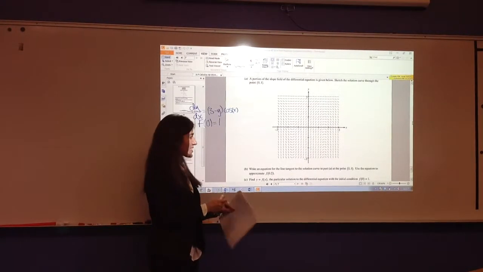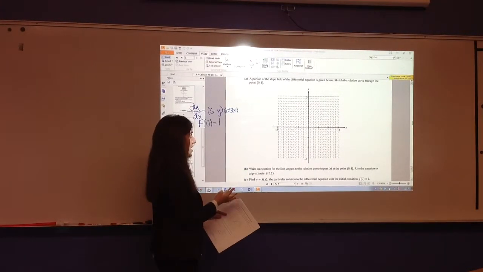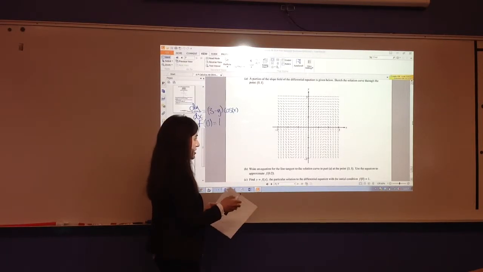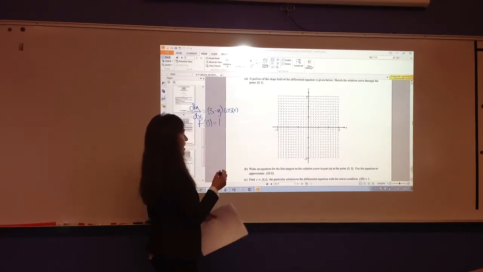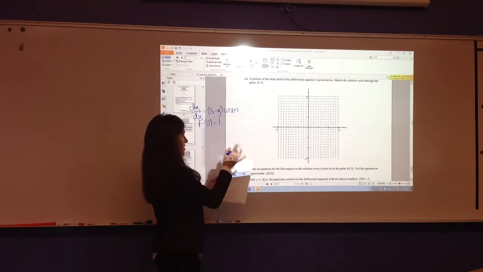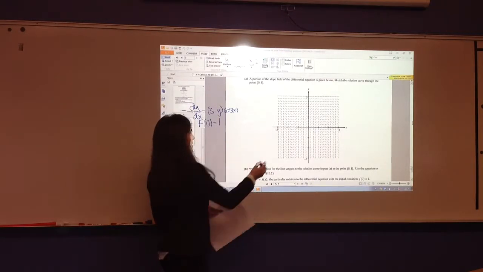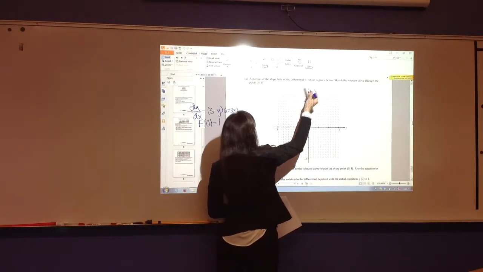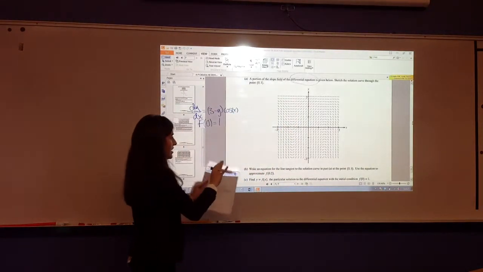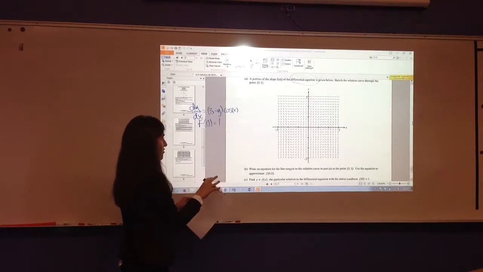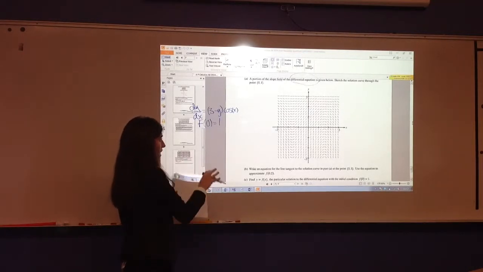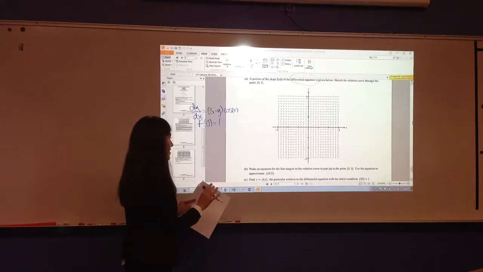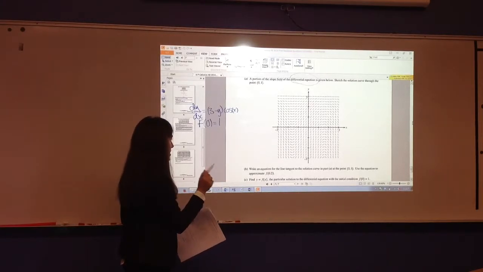Okay, so this is number 6 on the 2014 AP. This is the last one, and it's a slope field. On part A, they said that a portion of the slope field of the differential equation is given below, so make sure you know that this is for the derivative. This is the graph of the derivative, not the actual graph itself. That's very important. So they said sketch the solution curve through the point (0, 1).